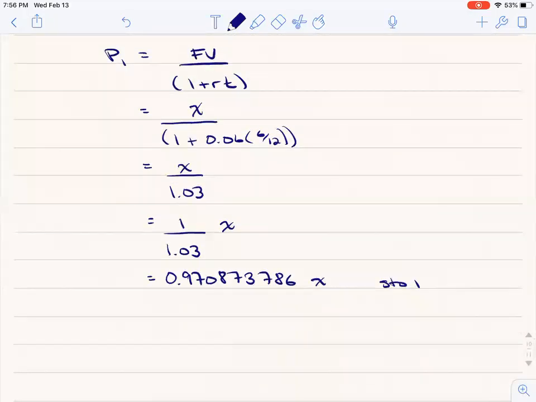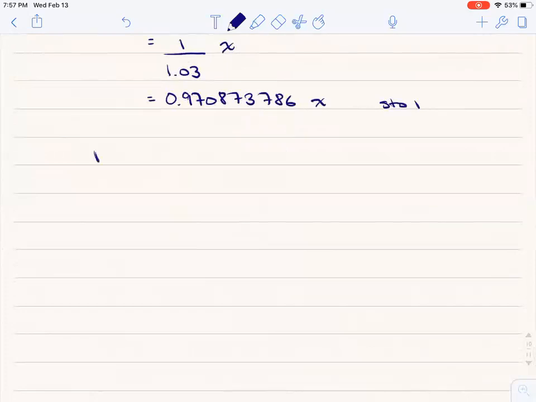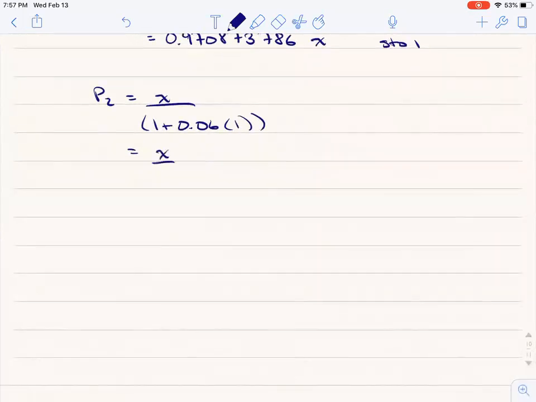So now we know that P1 is this 0.97087 whatever times X. Now we'll do the same thing for P2. P2 is X over 1 plus 0.06 times 1, which is X over 1.06, which is the same as 1 over 1.06, 0.943396226 times X. I'll store that in 2.